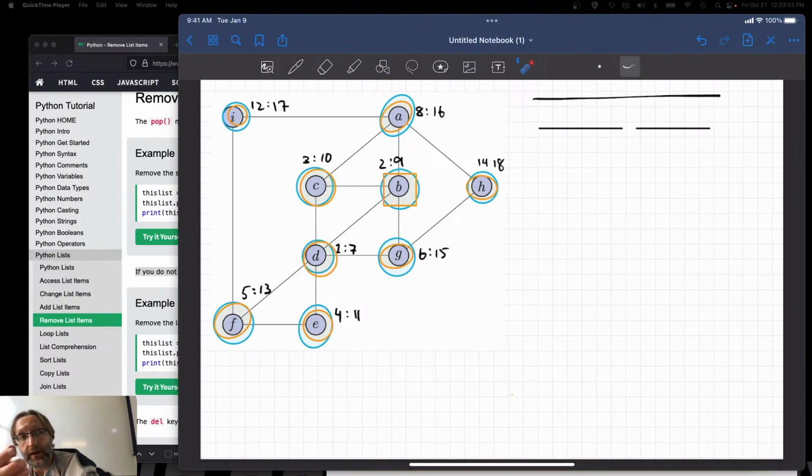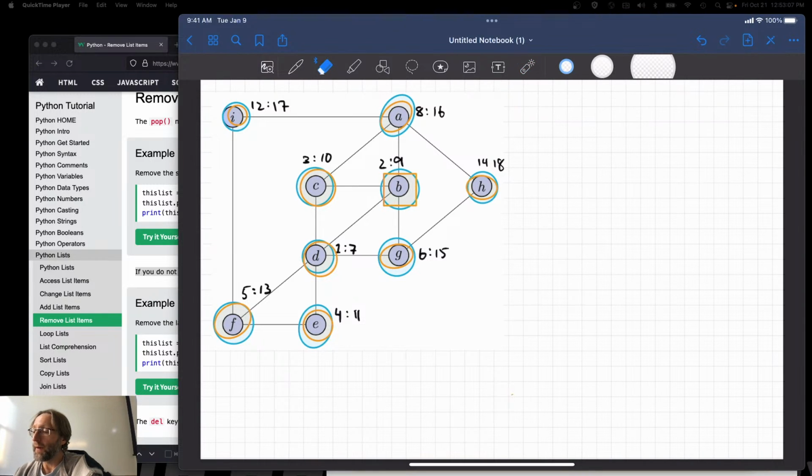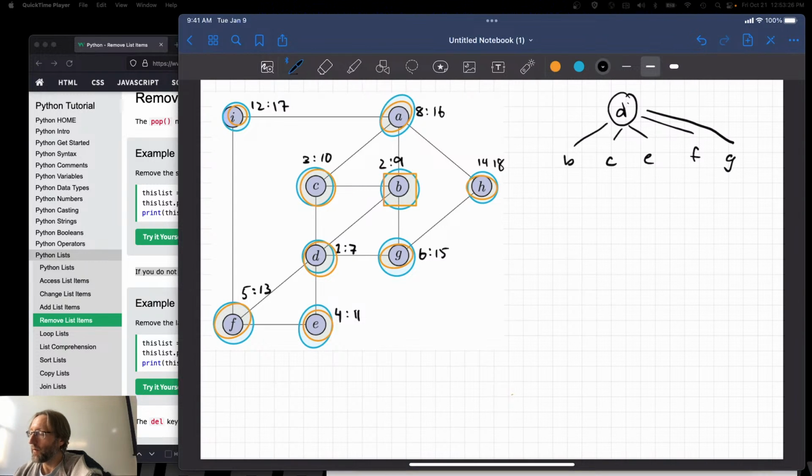But you can use this to generate the same artifacts. For example, you can generate a BFS tree out of this. What would it look like? We started at D, right? And then we looked at its entire neighborhood in a particular order: B, C, E, F, and G. There we go. So here's the BFS tree.